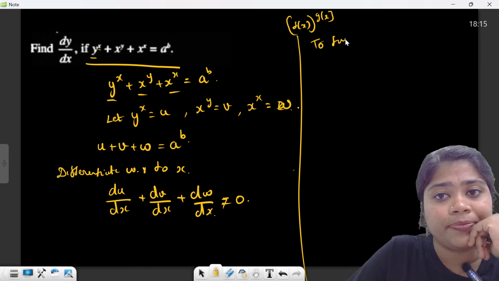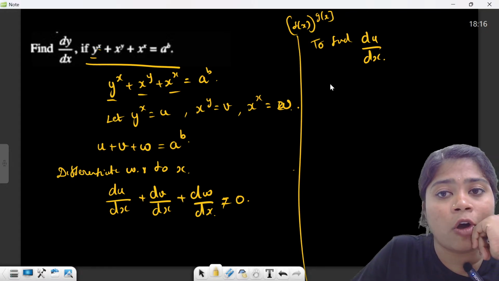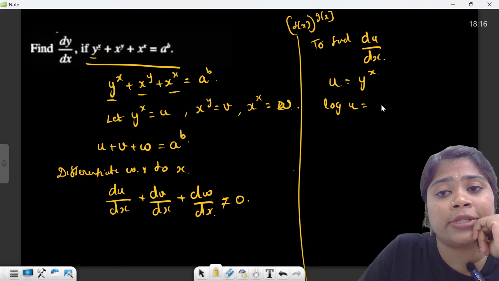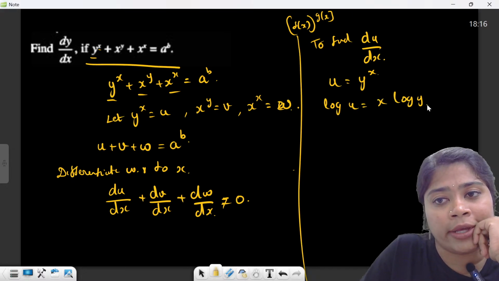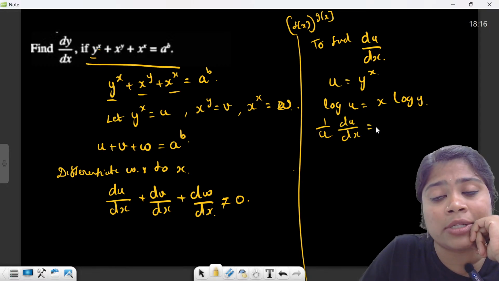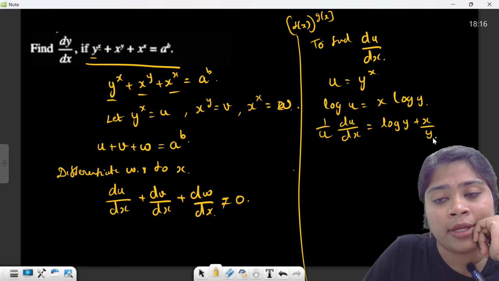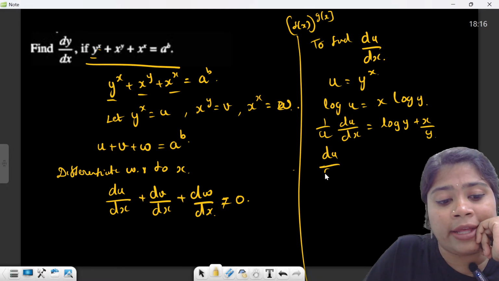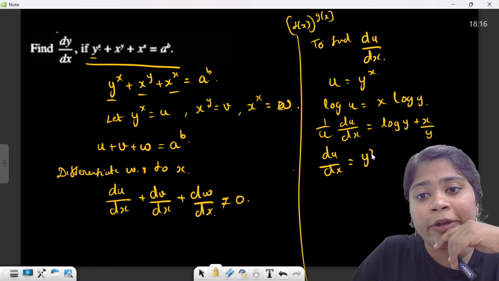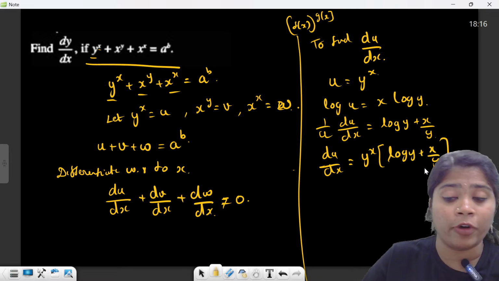I want to find du by dx. So taking log on both sides, log u is equal to x log y. So 1 by u du by dx is equal to log y plus x by y. So du by dx is equal to, what is u? y to the power x, log y plus x by y. So we substitute, we found out.